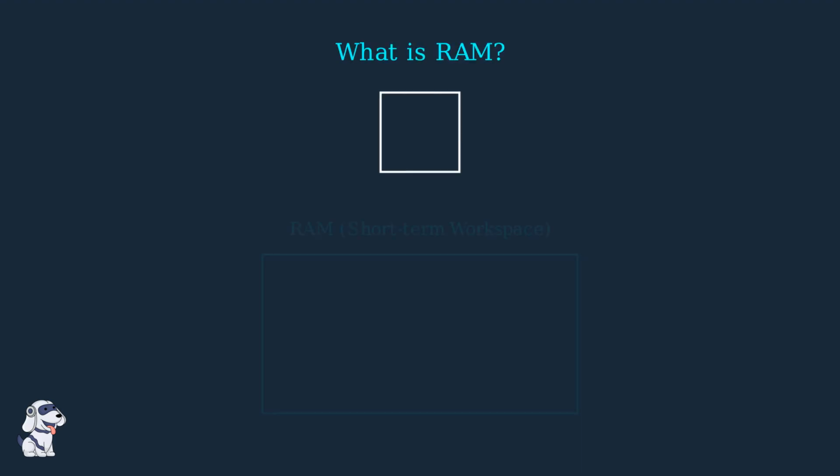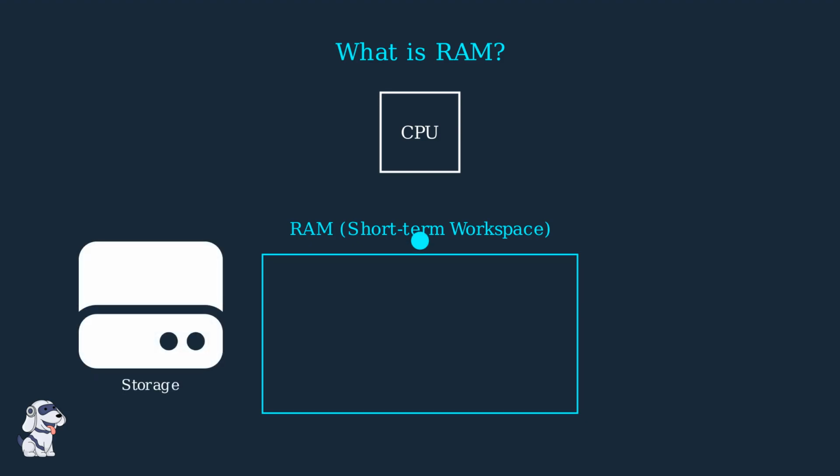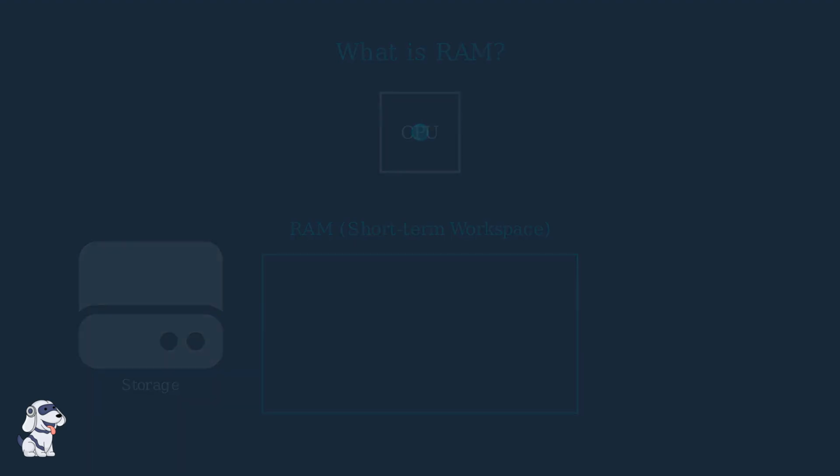RAM stands for Random Access Memory. It is the computer's short-term workspace, holding only the data needed for immediate, active tasks. Think of the hard drive as a library, and RAM as your physical desk. When you need to work on a file, it is pulled from the drive into your RAM for the CPU to process instantly. This quick access allows the CPU to perform operations without waiting for slower storage devices, keeping your system responsive.